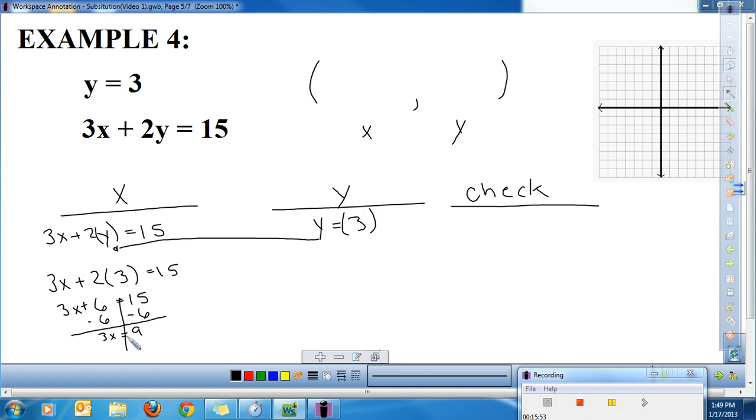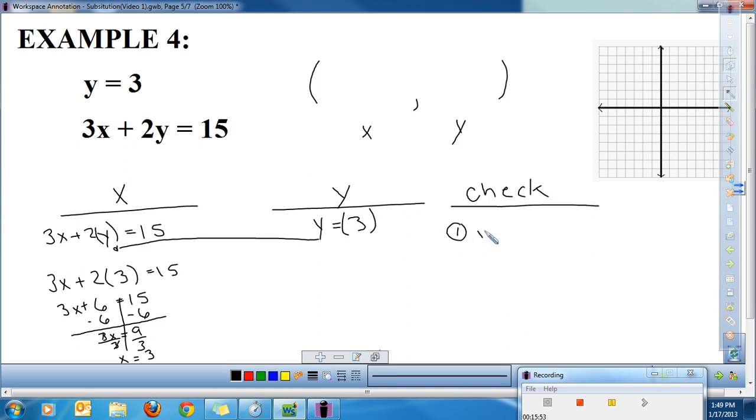Now I have 3 times x equals 9. To undo times 3, I'm going to divide by 3. These 3's cancel out, and I'm left with x equals 3. So I think that x is 3, and I already had solved for y. It was given, so I think that y is 3. So let's see if this works.